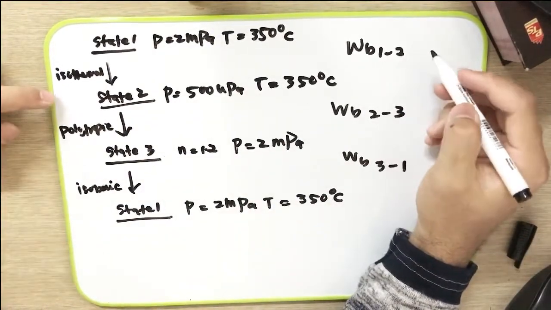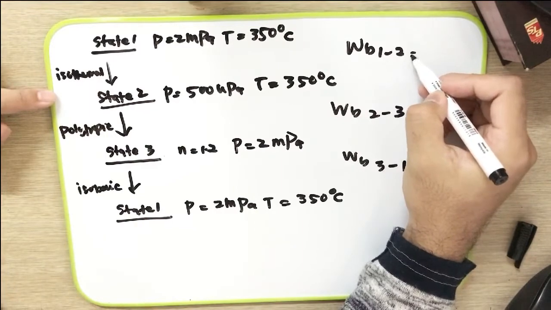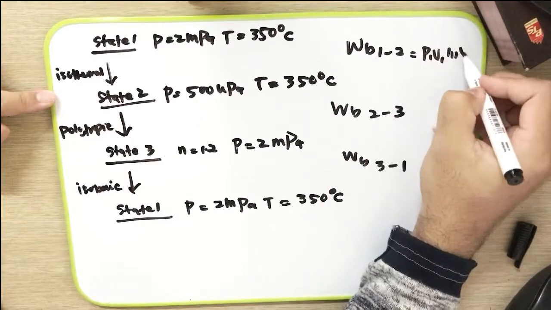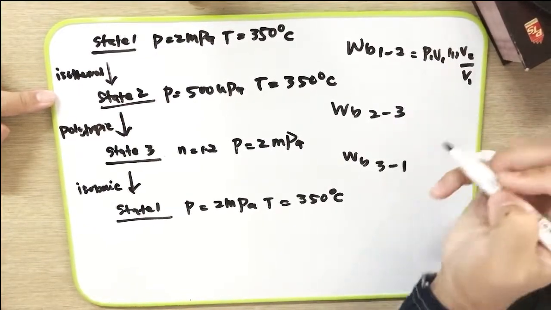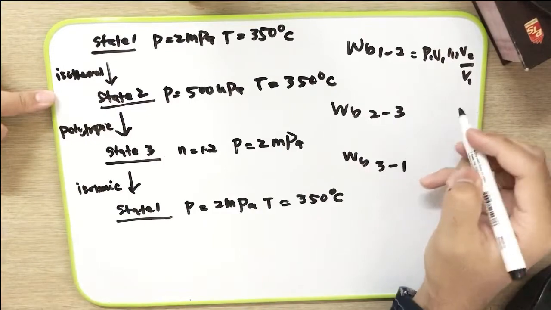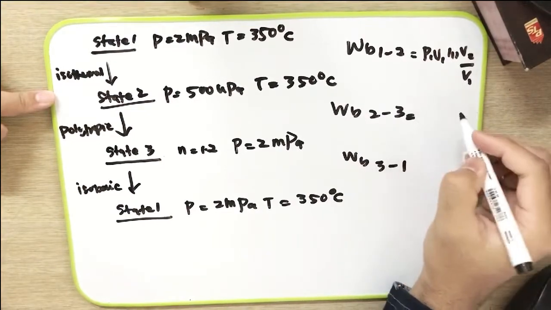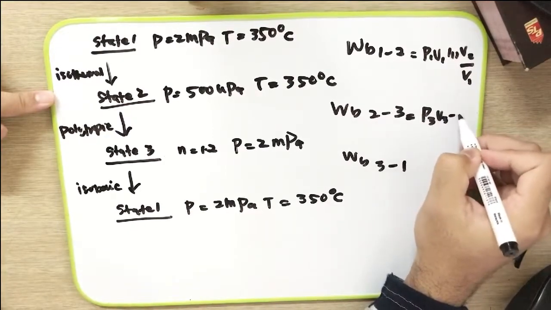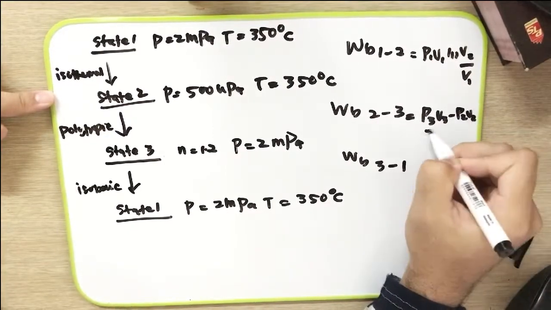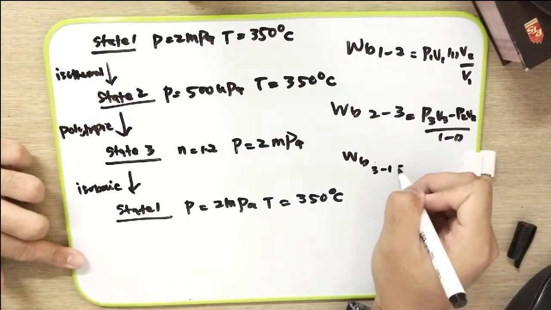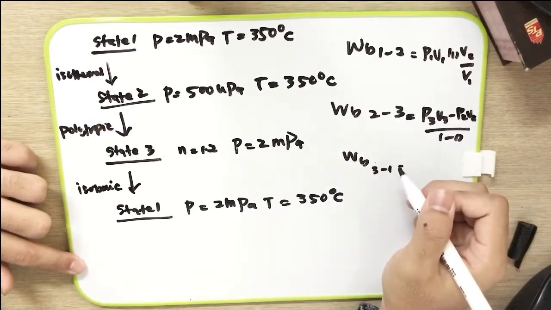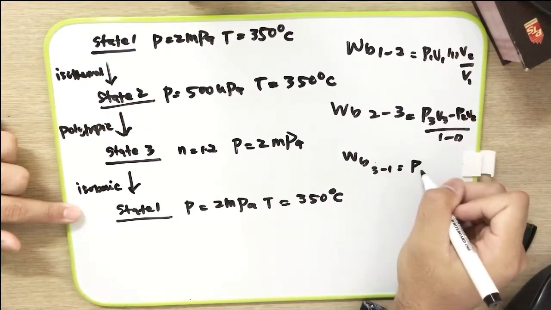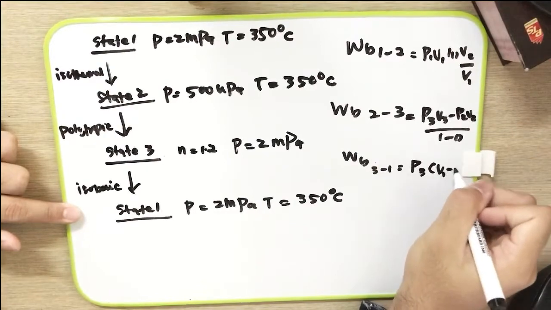For 1 to 2, which is isothermal, we can use the equation P1 V1 ln V2 over V1. For 2 to 3, we can use the polytropic boundary work equation, which is P3 V3 minus P2 V2 over 1 minus n. For boundary work 3 to 1, we will use the boundary work for isobaric, which is P3 times V1 minus V3.